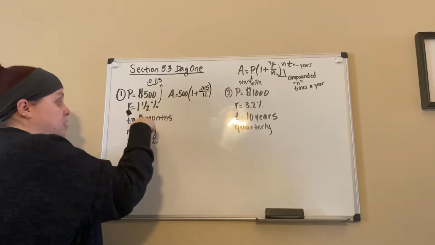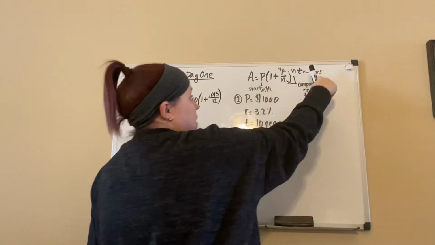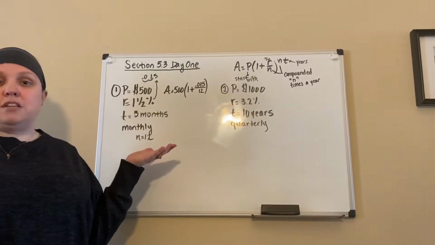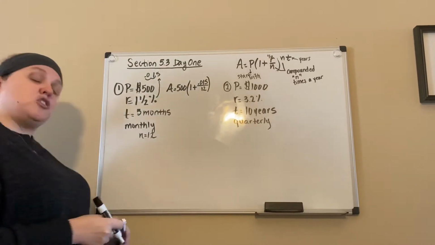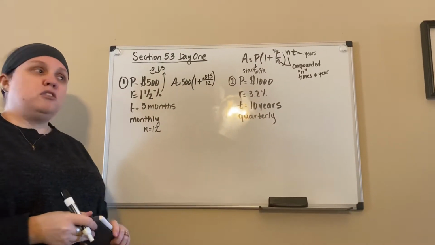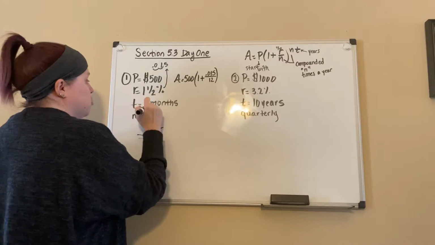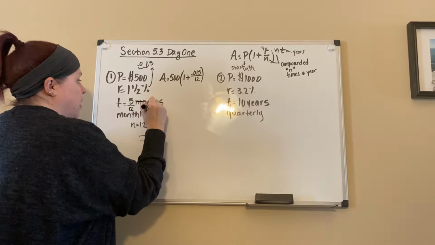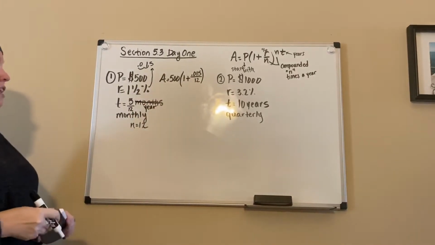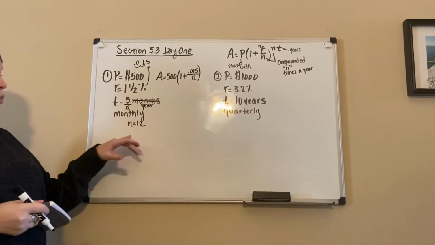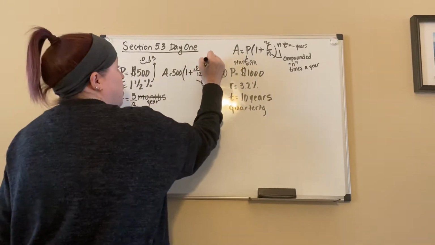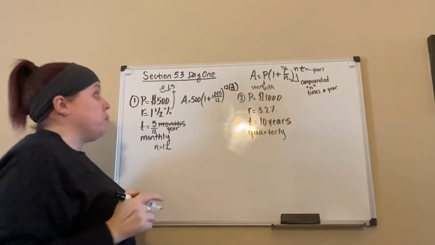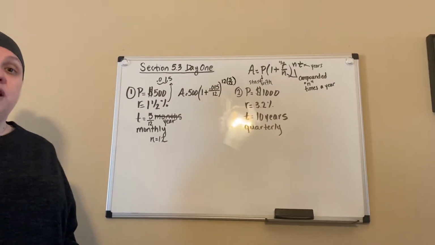Now, I told you something about the T. The T has to be in years. Is this T in years? No, it is not. It's in months. So we have to change it. How do we change months into years? Well, what we do is we put it over 12. So this is 5/12 of a year. So for our T, we'll put in 5/12, and for our N, we'll put in 12. So we'll do 12 times 5/12. There's our formula. That's where we're going to plug into our calculator.